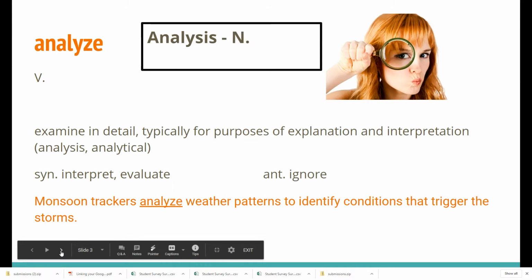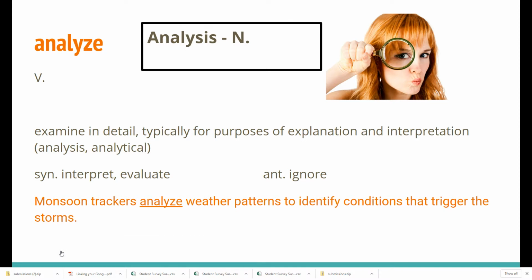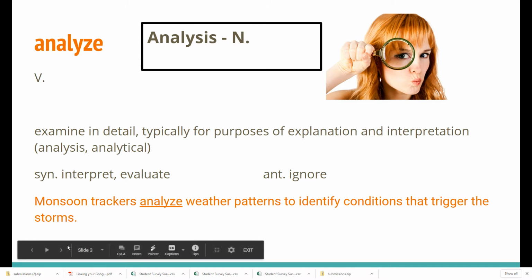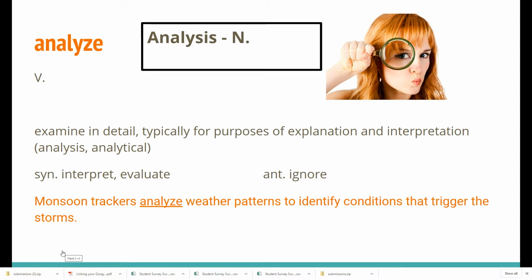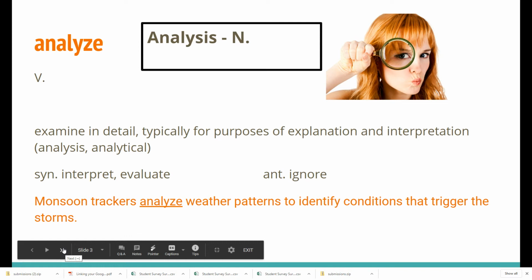Analyze. Analyze is a verb that means to examine in detail, typically for purposes of explanation and interpretation. Other forms include analysis and analytical. Synonyms include interpret and evaluate. Antonyms include ignore. So when we analyze something, we're looking at it in fine detail. So you might have heard this word before in your English class. Your teacher might have asked you to analyze a character's motivation. That means that you're going to look at all of the details in the text that show us what motivated that character for the purpose of explaining or interpreting that character's motivations.